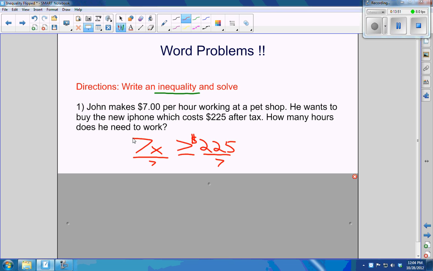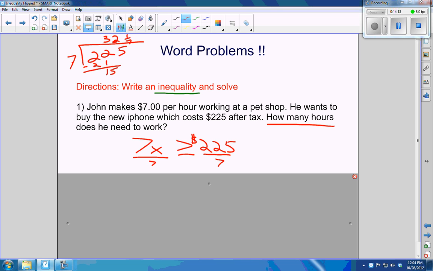We're going to need to do some long division for this. $225. 7 goes into 22 3 times. That gives me 21. Minus 1, 15. 7 goes into 15 2 times. So it's not a nice number, but 32 hours and 1/7 of an hour. So my answer is 32 and 1/7.